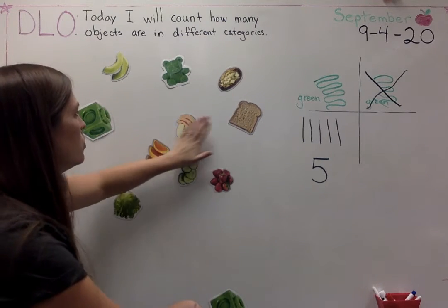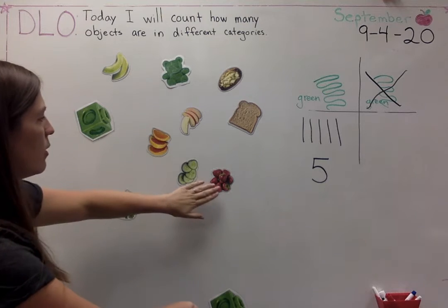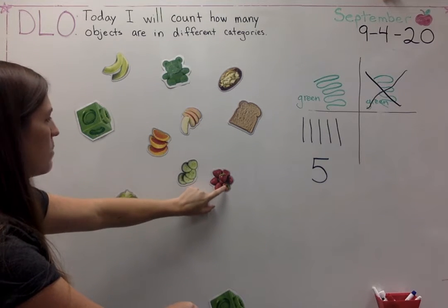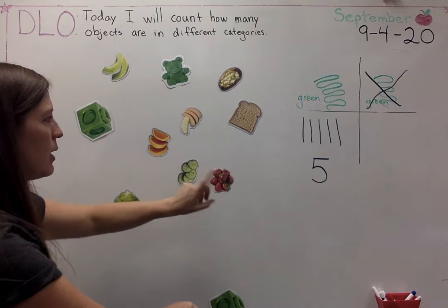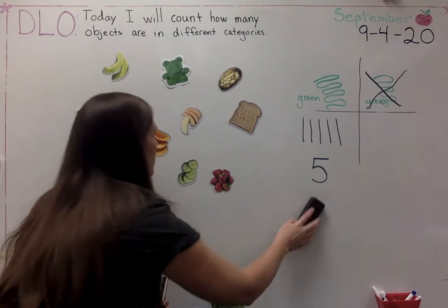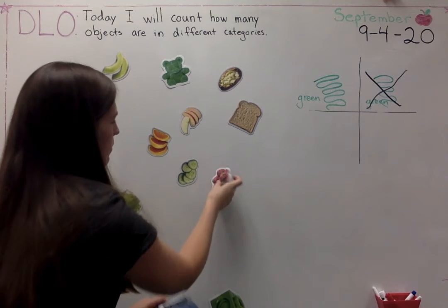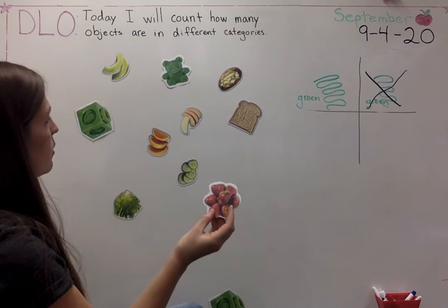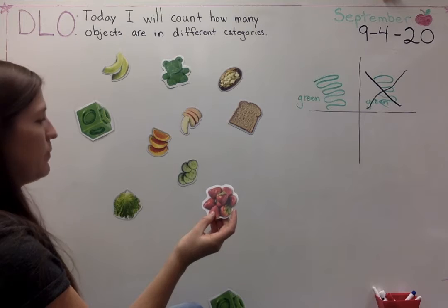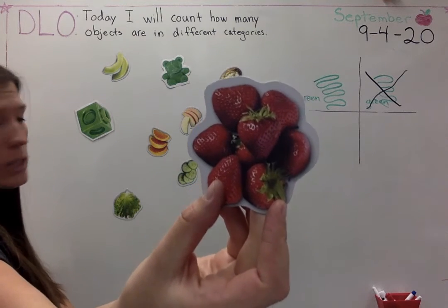How many objects are not green? 1, 2, 3, 4. Ooh, I missed this one. Uh-oh, I need to redo this. Let me erase, erase, erase. I noticed green on the strawberries, because we were looking for objects that had green on them. And the strawberries have green tops.